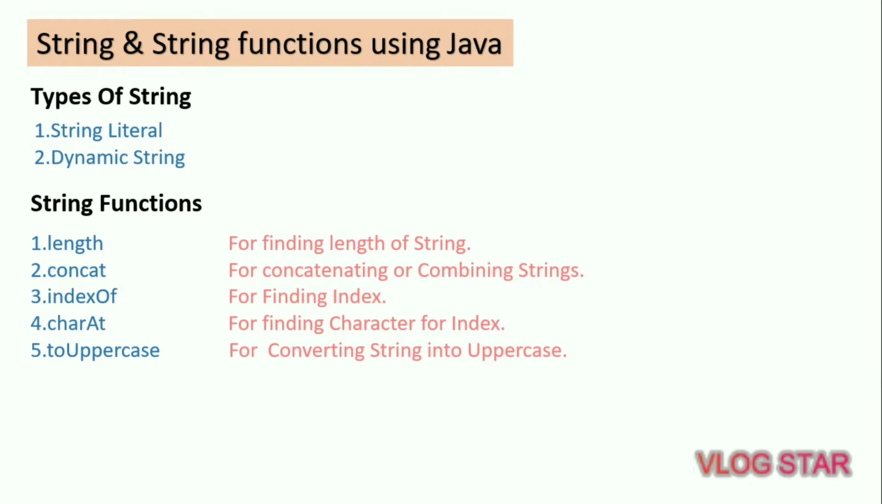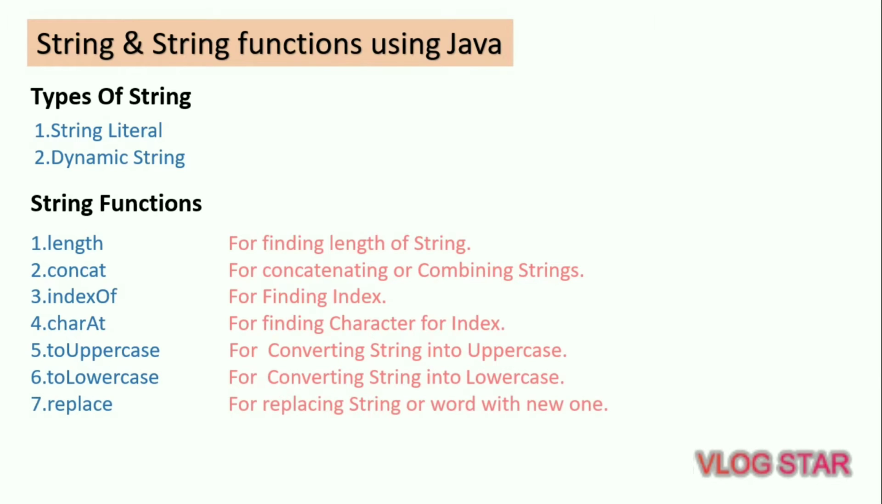Then the fifth one is toUpperCase, for converting the entire string into uppercase characters. Then we will see toLowerCase, for converting the string into lowercase characters. Then replace, we can use this function for replacing a string or word with a new one. Then the eighth one is substring, we can find the substring from the string. Now as we know all these functions, we will see how to implement them using the Java language.